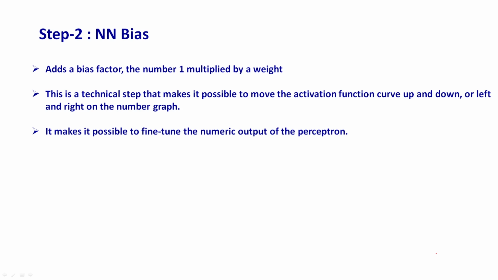You can add a bias factor also, like you can take the number 1 multiplied by a weight, and that is a bias. You can add a bias to it. After you add it up, you put in a bias, and this is a technical step that makes it possible to move the activation function curve up and down. Bias will allow the activation function to go up and down, left and right on the curve, and that lets you fine tune the numerical values of these weights.